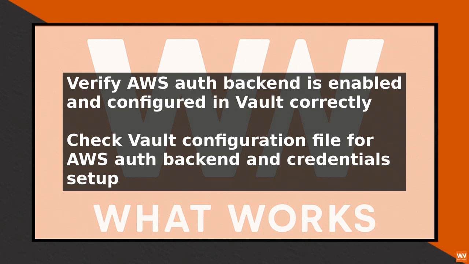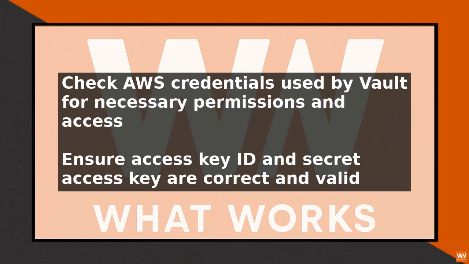Check the Vault configuration file to ensure that the AWS Auth backend is mounted and the AWS credentials are correctly set up. Next, check the AWS credentials being used by Vault, including the access key ID and secret access key. Ensure that these credentials have the necessary permissions to authenticate with AWS.